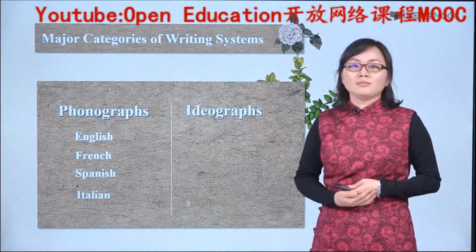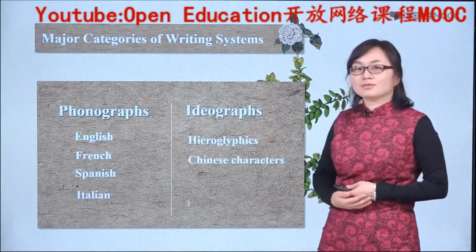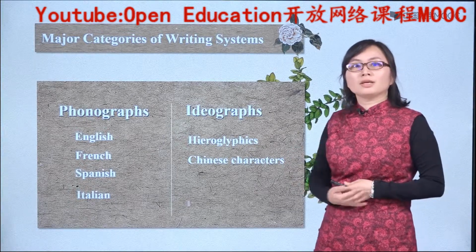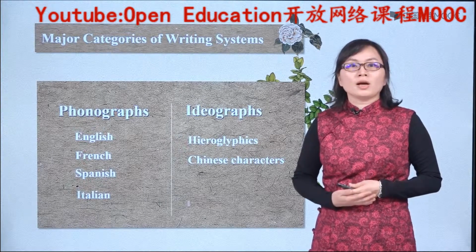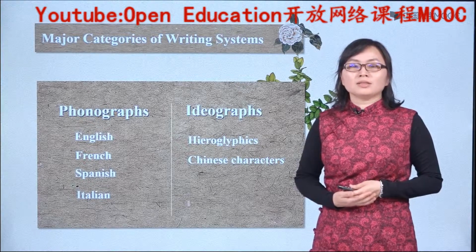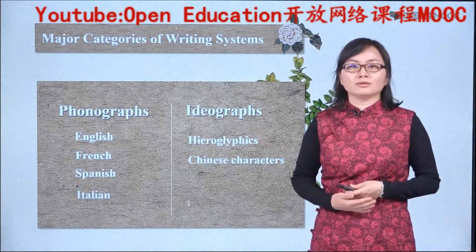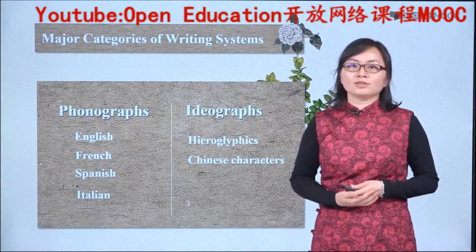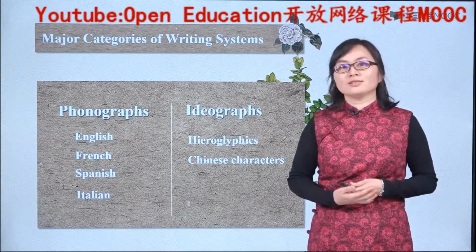In this category, besides Chinese characters, there are also hieroglyphics. So the common feature of the languages in this category is that you may not know how it is pronounced when you look at the script. But in many cases, you can guess the meaning of the character based on the physical structure. And that is the case in Chinese characters. And it is especially true in the case of ancient Chinese characters.